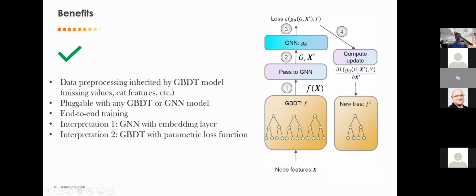And there are two interpretations. First, you can see it as a standard GNN with some embedding layer that comes from GBDT. So GBDT provides you new node features for the model. Or on the other hand, you can see this as a GBDT model that works on the node features, but now your GNN acts as a parametric loss function for GBDT.